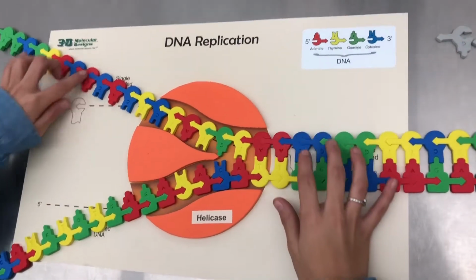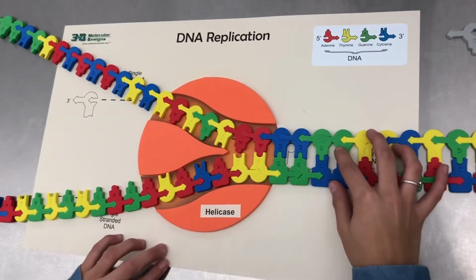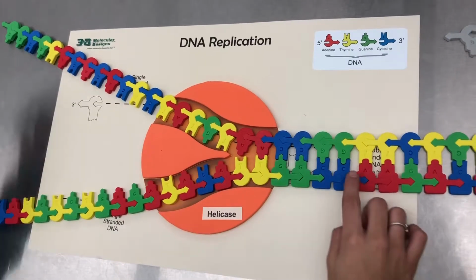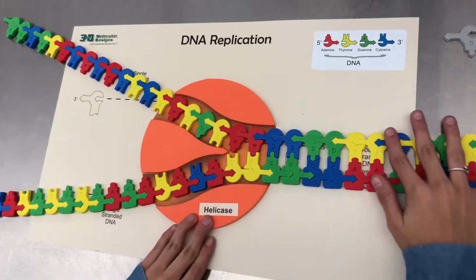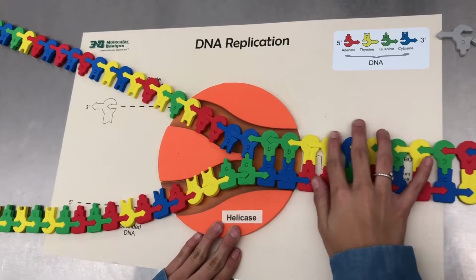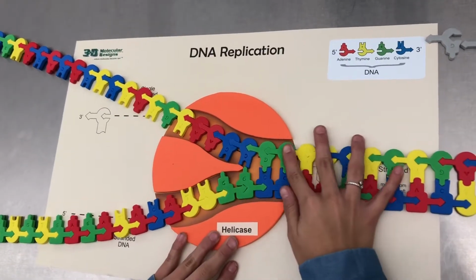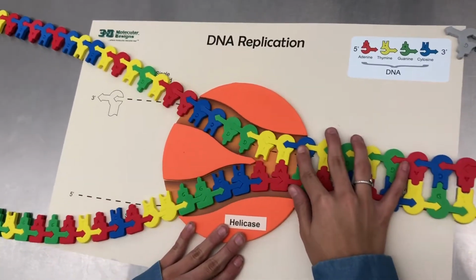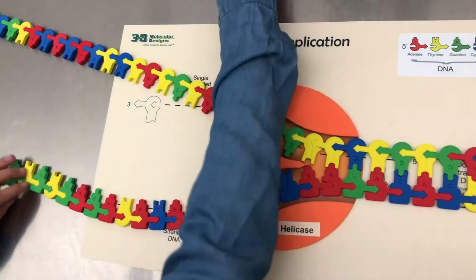The names of the two strands are leading and lagging. The leading strand goes from 5' to 3', and the lagging strand goes from 3' to 5'. The leading strand is continuous and the lagging strand is discontinuous. The nucleotide base adenine will always pair with thymine, and guanine will always pair with cytosine.